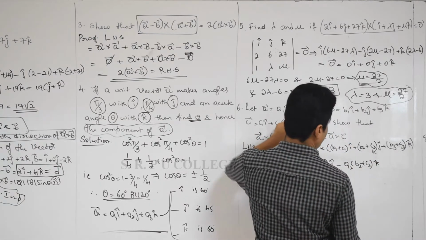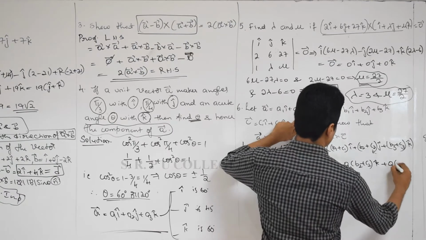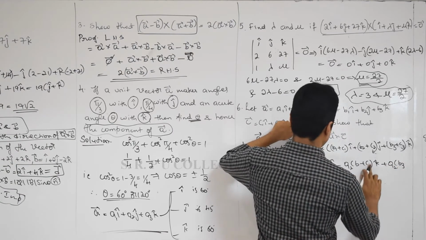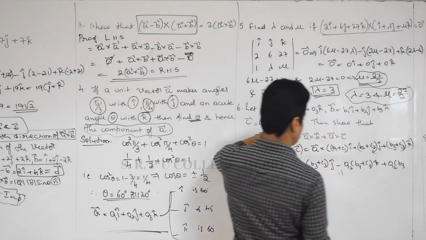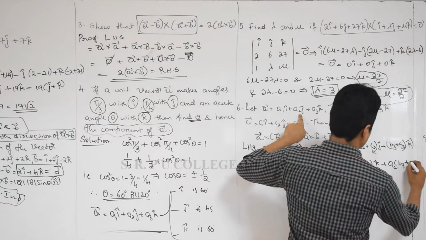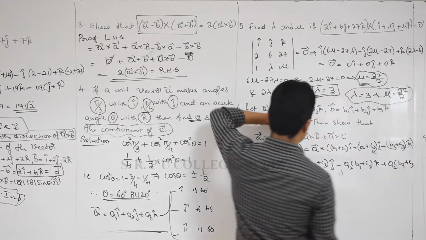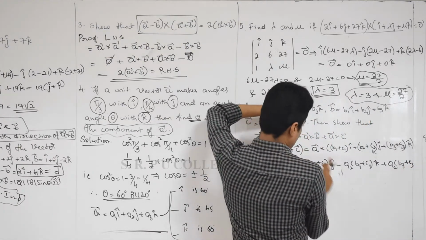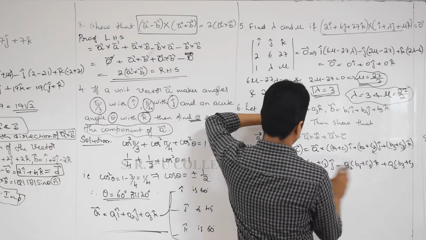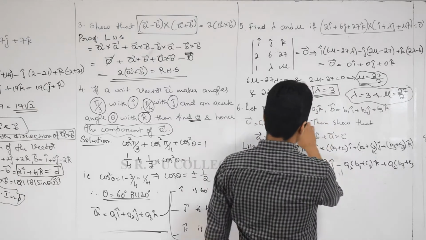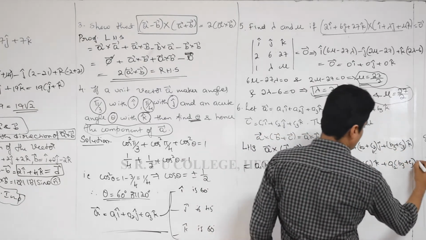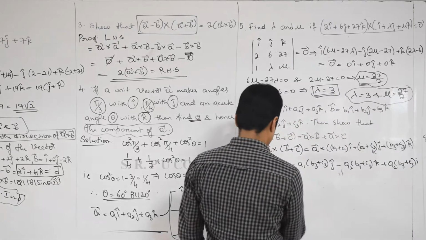Understood? A2 into B1 plus C1, okay, A2 into B3 plus C3. So A2 into B1 plus C1, here B1 C1 is I, J cross I, okay, we wrote properly. Next A2 into B3 plus C3, that is J cross K, which is nothing but I. Okay, so it continues the same way.